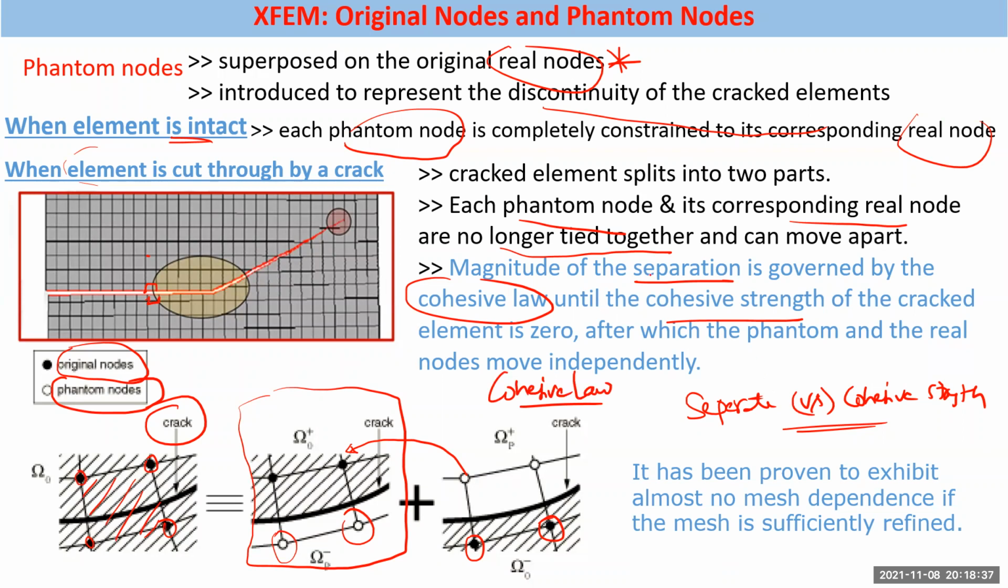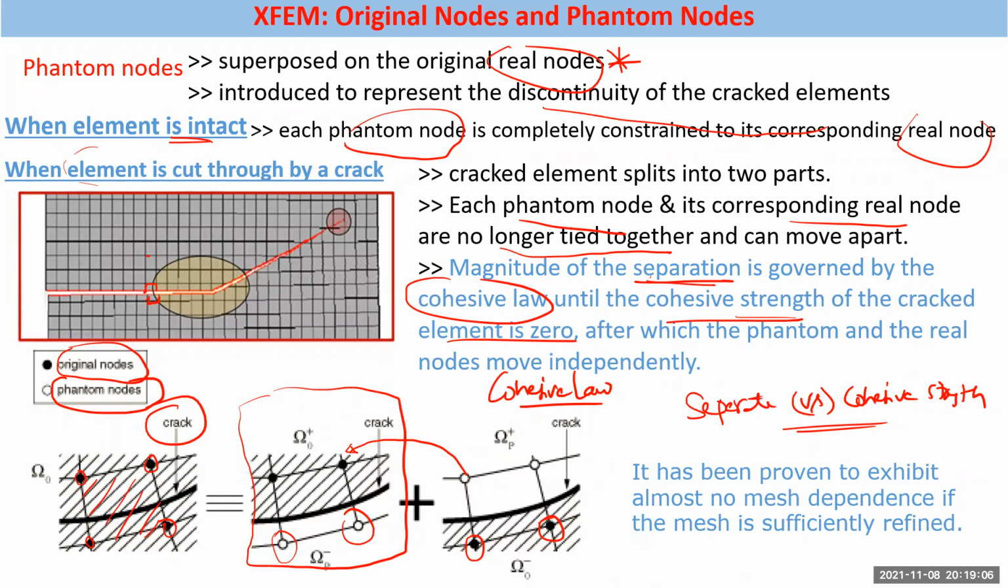The magnitude of separation is governed by the cohesive law until the cohesive strength of the cracked element is 0. Cohesive means the adhesion, right? So when the cohesive strength goes to 0, the crack has completely gone through this element. That's the separation between the real node and the phantom node. That's the separation we are deciding.